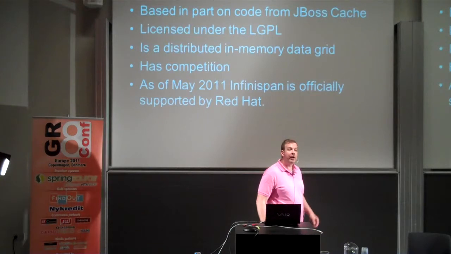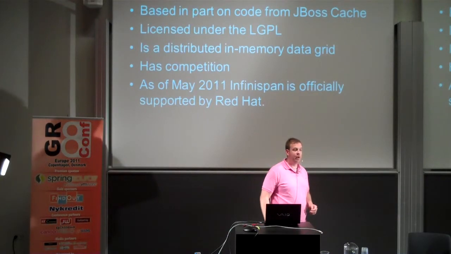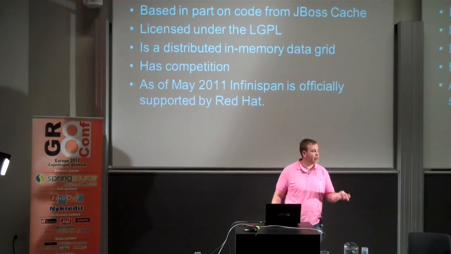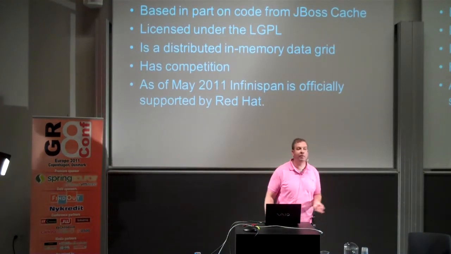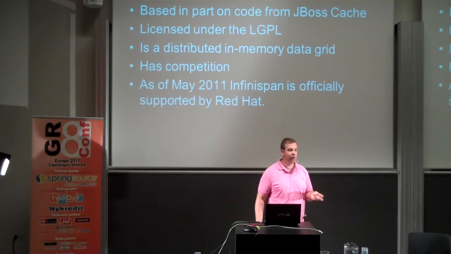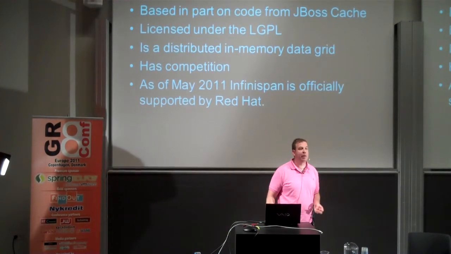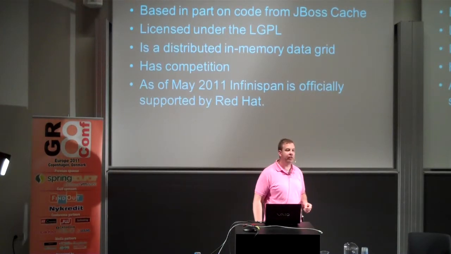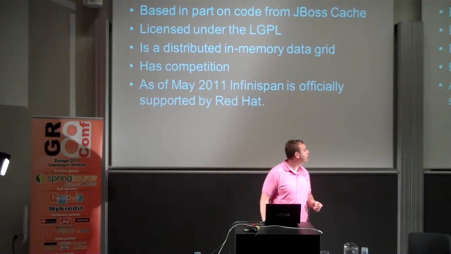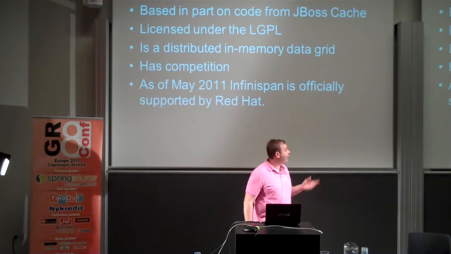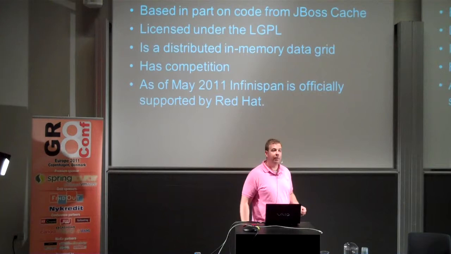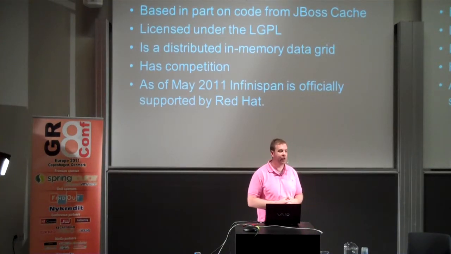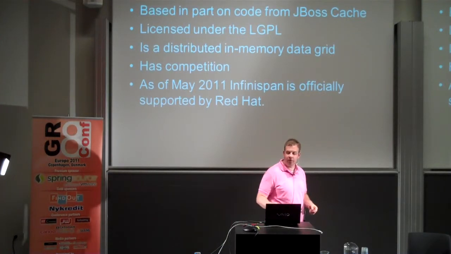It's a distributed in-memory data grid, and it has competition: Coherence, Gemfire, Gigaspaces, Tibco has an implementation of this, IBM Extreme Scale. So there are other competitors out there with similar offerings and functionality, which target business needs slightly differently in some cases. And as of May of this year, Red Hat offers support for Infinispan. So it is a product that has a big name backing it.